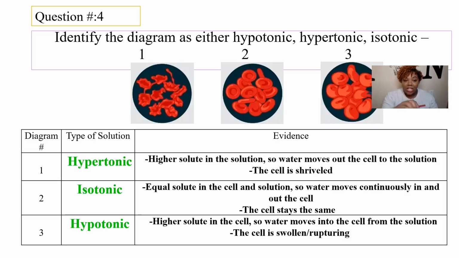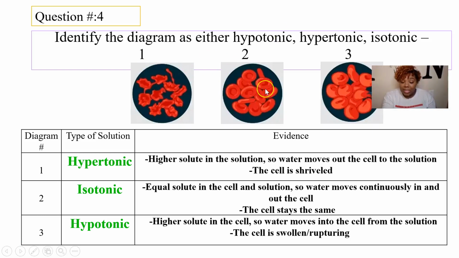All right, so the first diagram is hypertonic. I know because it's shriveled up. Why does it shrivel? There is more solute in the solution, which is outside the cell. There's more solute there. So where does water move? To the highest solute, which means water is going to leave the cell and go to the solution or the outside because there's more solute there.